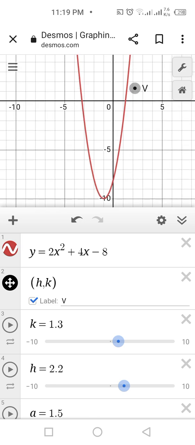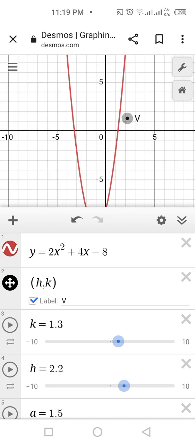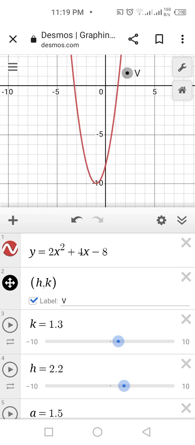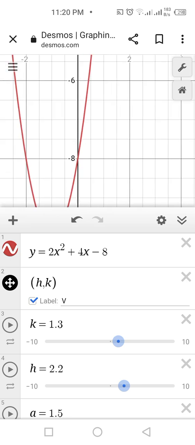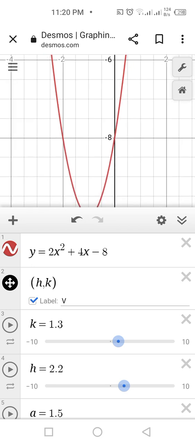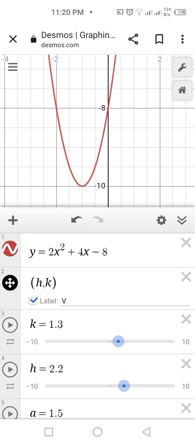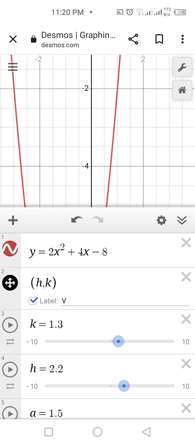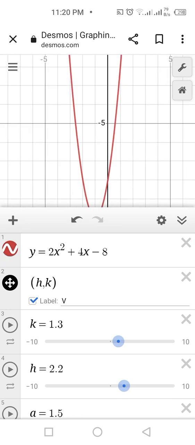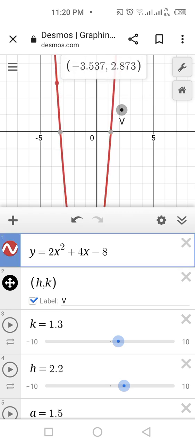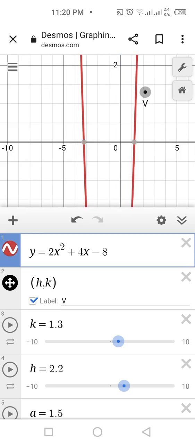This is the vertex, and this is the y-intercept. The y-intercept is -8: if we put x equal to 0, then y is equal to -8, that is called the y-intercept. The x-intercepts are where y equals 0, and there are two x-intercepts. They are these, minus 3 point something and 1 point something.